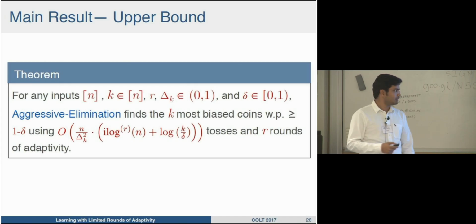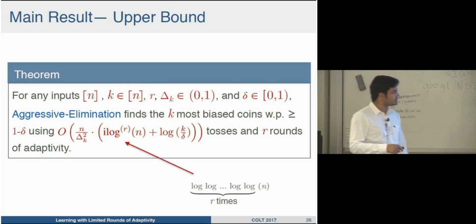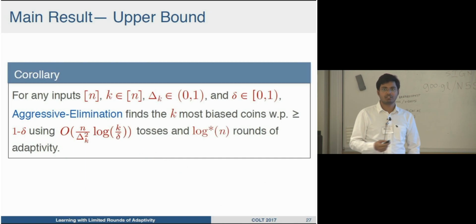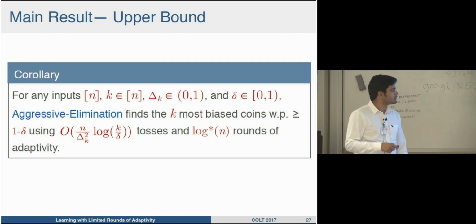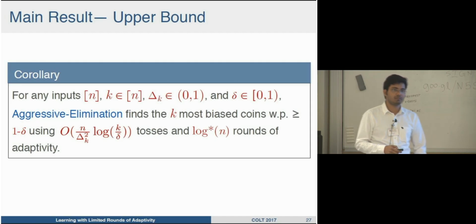So here is our main result. Formally, we show that our algorithm, aggressive elimination, finds the k most biased coins with probability at least 1 minus delta, where this small delta is the confidence parameter, using these many coin tosses. Here again, this I log r is log taken r times. This uses r rounds of interaction. If we set the value of r as log star n, we get the worst case optimal query complexity.